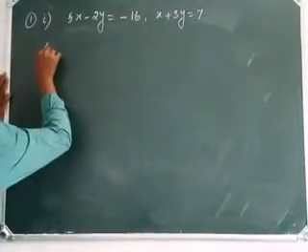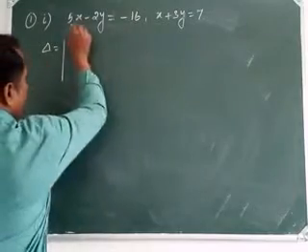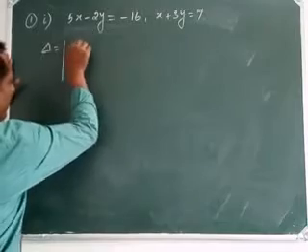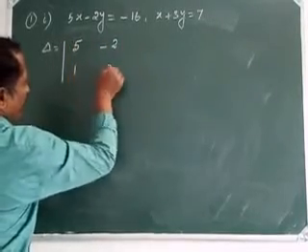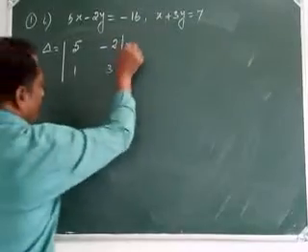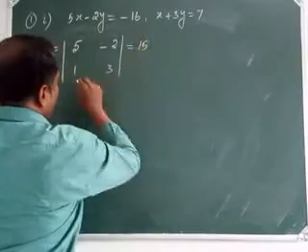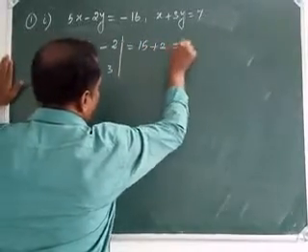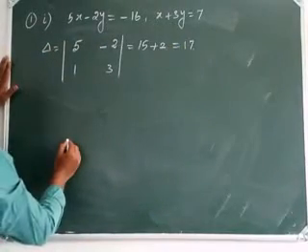So you have to calculate delta. How to calculate delta? Detach the coefficients of x and y in the given equations. So 5, minus 2, and the second equation is 1, 3. Expand this: 5 threes are 15, minus minus 2 is plus 2, which is equal to 17. Delta is not equal to 0.